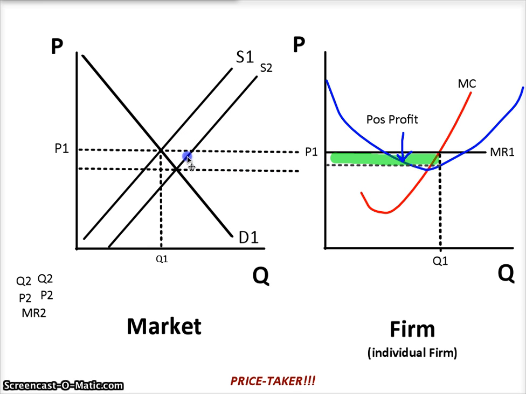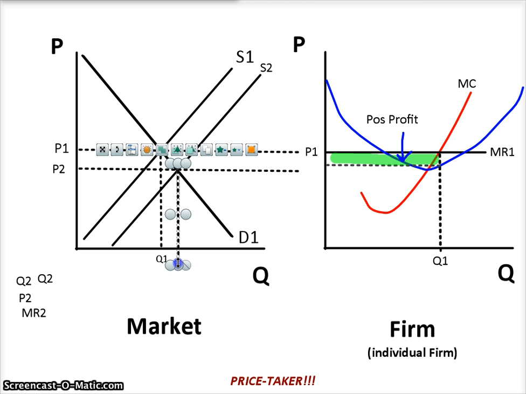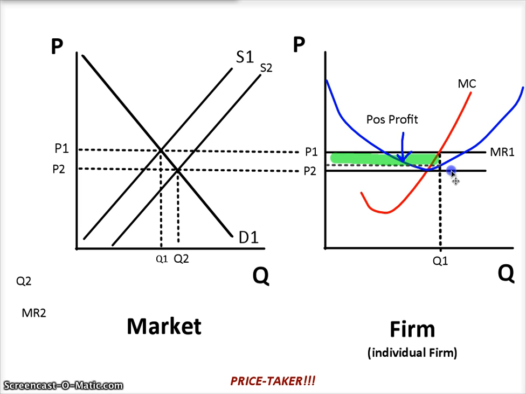So this supply curve is going to shift until we have a new market equilibrium price and a new market equilibrium quantity, and on the firm side, we're going to have a new price, which means we're going to have a new MR. The MR is going to go down. We saw this in the previous video, how this happens. And the supply on the market side is going to keep going until the new marginal revenue reaches the zero profit point.